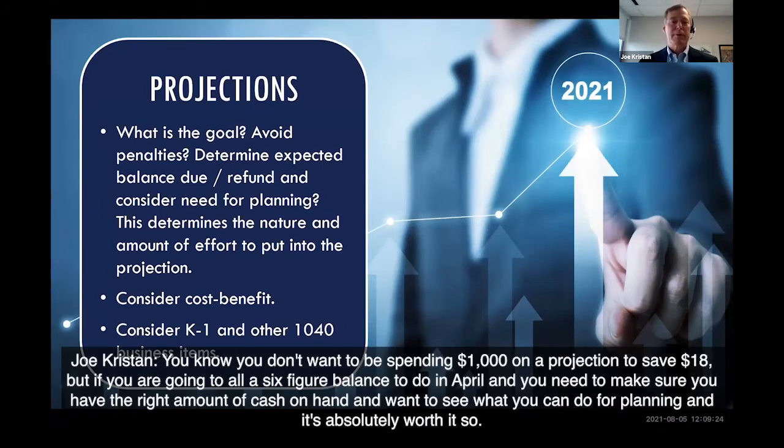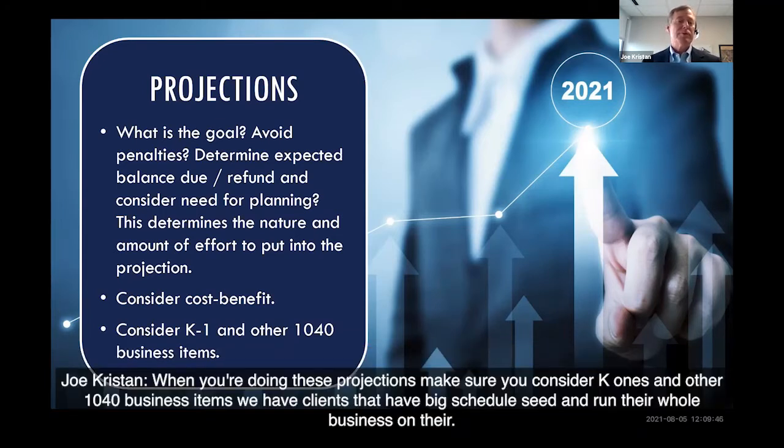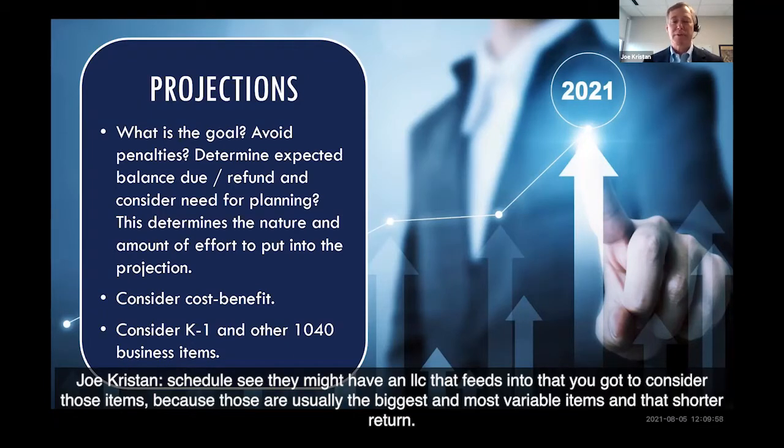You know, you don't want to be spending $1,000 on a projection to save $18. But if you are going to owe a six-figure balance due in April and you need to make sure you have the right amount of cash on hand and want to see what you can do for planning, then it's absolutely worth it. So when you're doing these projections, make sure you consider K-1s and other 1040 business items. We have clients that have a big Schedule C. They run their whole business on their Schedule C. They might have an LLC that feeds into that. You've got to consider those items because those are usually the biggest and most variable items on that sort of return.